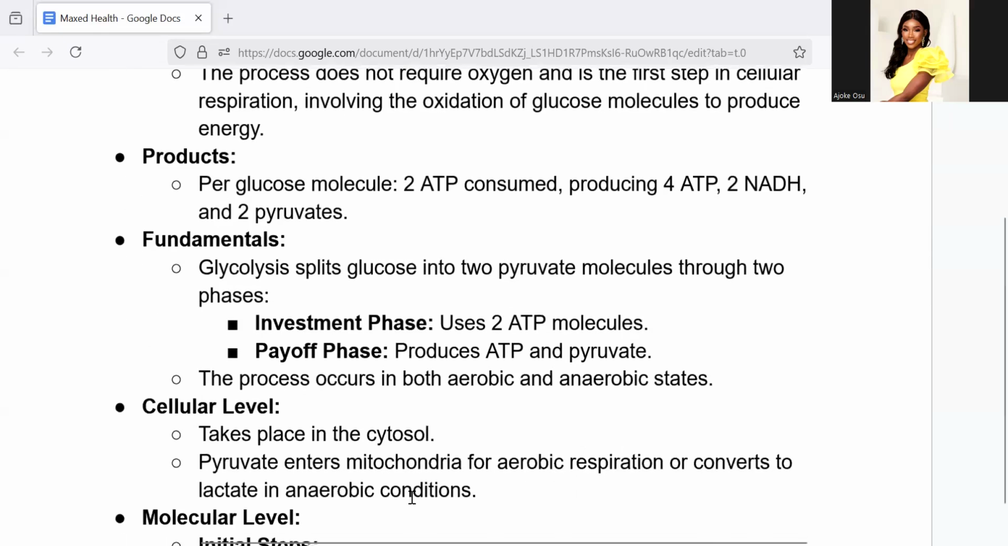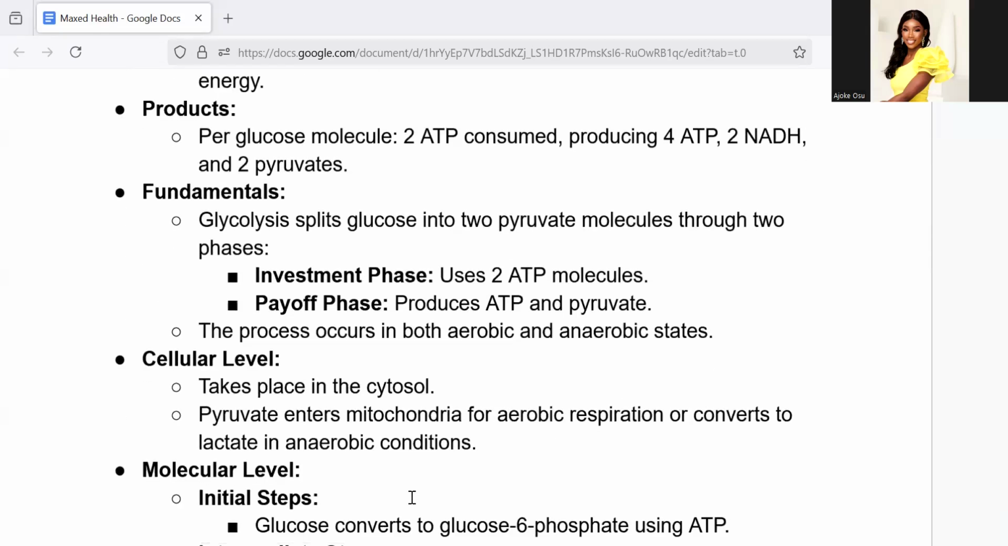So, what are the fundamentals of this? Glycolysis ultimately splits glucose into two pyruvate molecules. And you can think of glycolysis as having two phases that occur in the cytosol of the cell. The first phase is usually called the investment phase, and this is due to its usage of two ATP molecules. Then the second phase is usually called the payoff phase, and these reactions are all catalyzed by their own enzymes, with phosphofructokinase being the most essential for the regulation as it controls the speed of glycolysis.